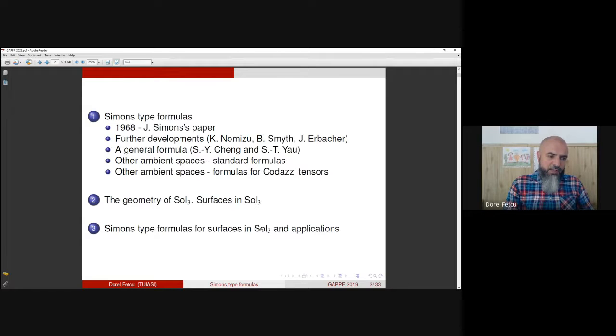Then I will say again a very few words about the geometry of the Sol space, and I will briefly recall some results concerning surfaces in Sol.